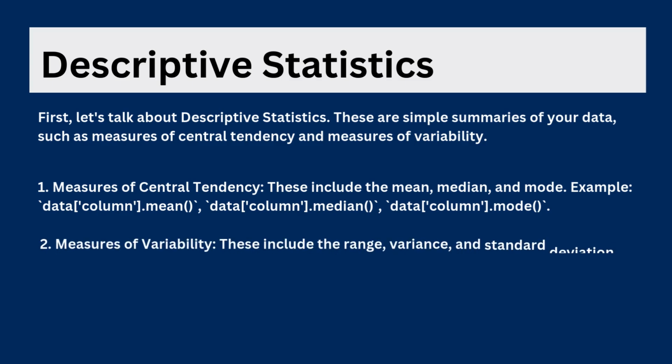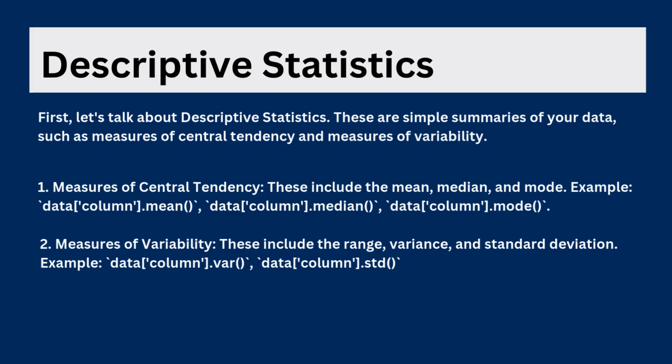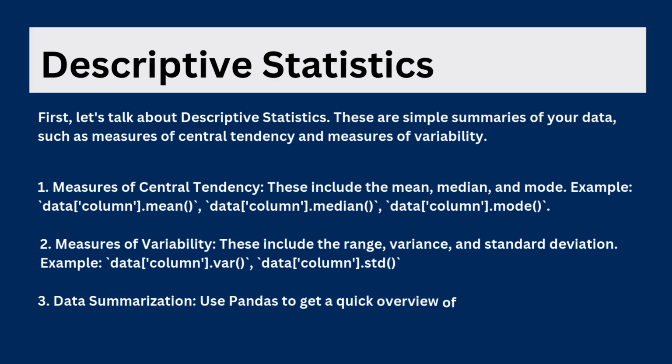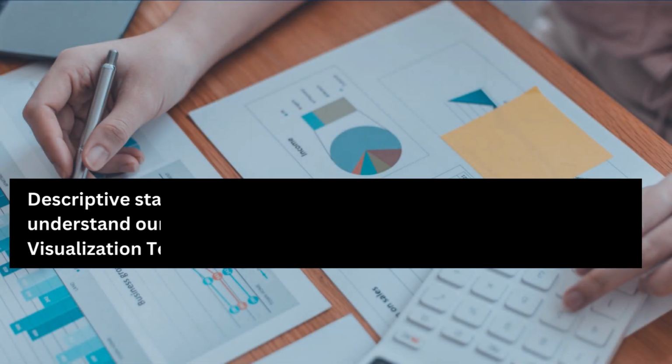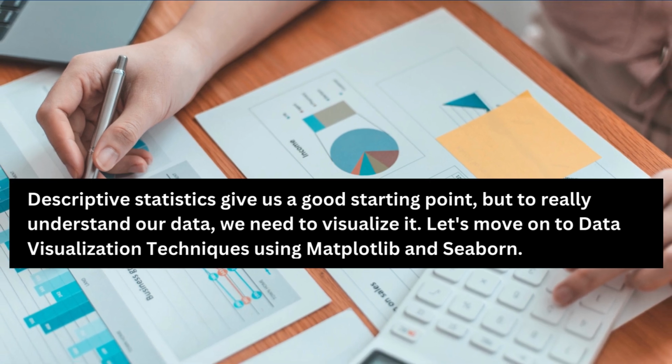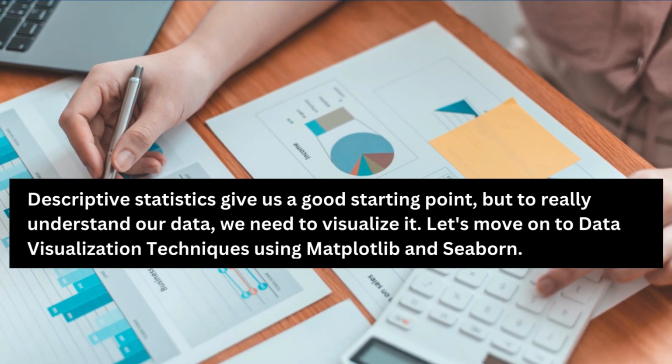2. Measures of variability. These include the range, variance, and standard deviation. Example: data[column].var(), data[column].std(). 3. Data summarization. Use Pandas to get a quick overview of your data. Example: data.describe(). Descriptive statistics give us a good starting point, but to really understand our data, we need to visualize it.